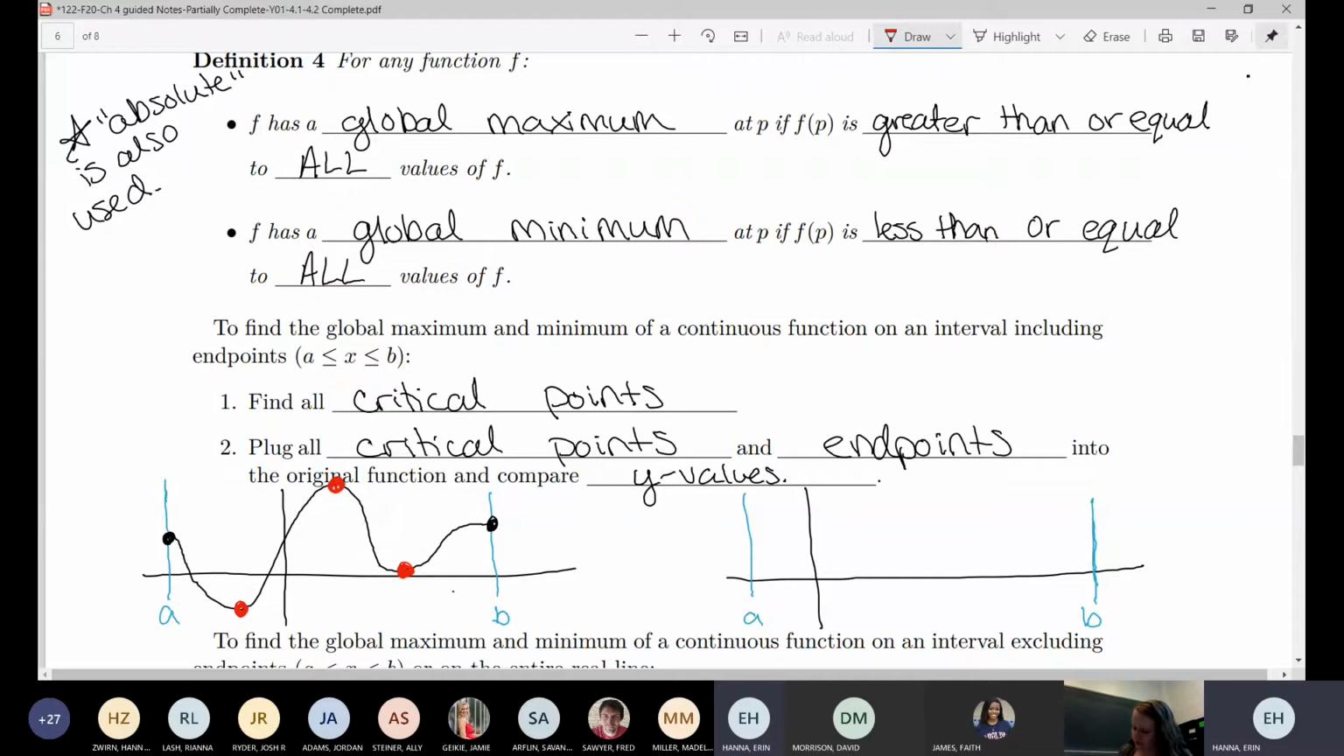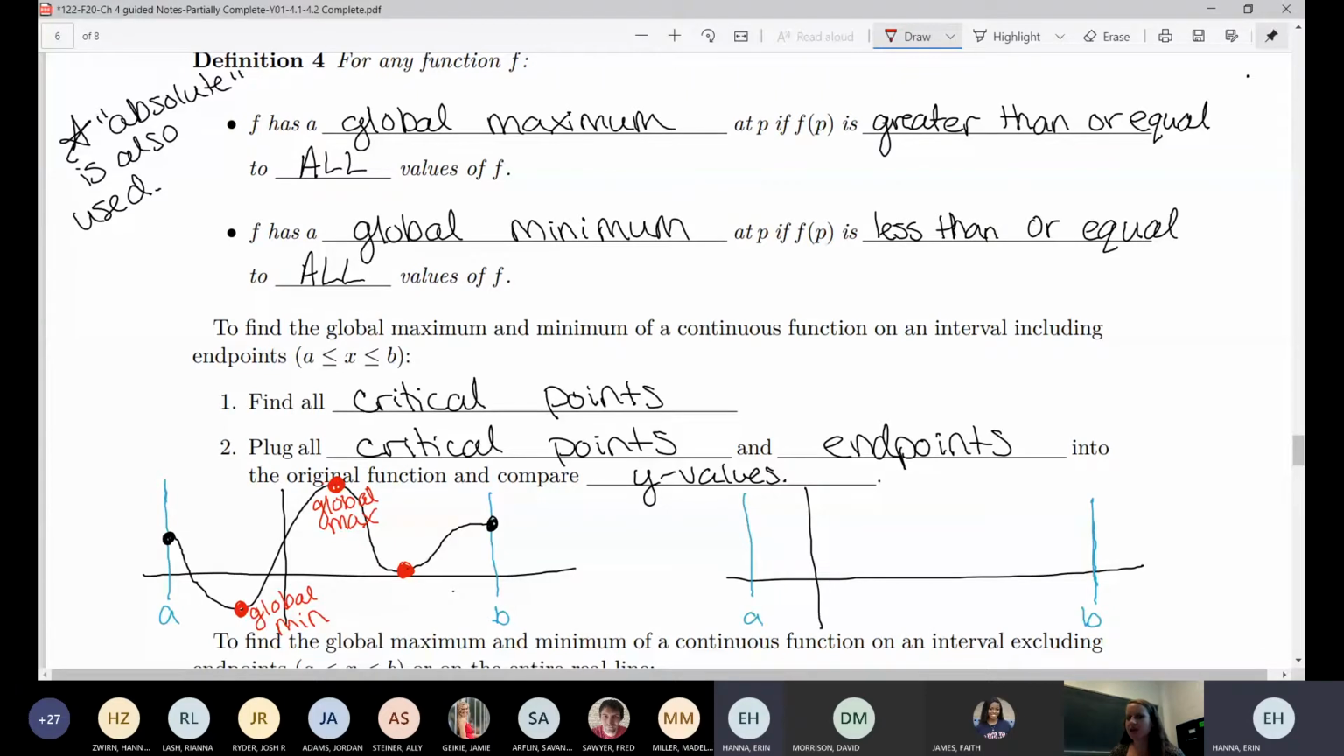But notice how that first local min on the left, the y value is lower than absolutely any other point on that function. That would make that a global min. So this one would be a local min, but it would also be a global min. And then that local max in the middle, that y value is higher than any other value on that function. So that local max would also be a global max. So essentially, we could have global maxes and mins at local maxes and mins.